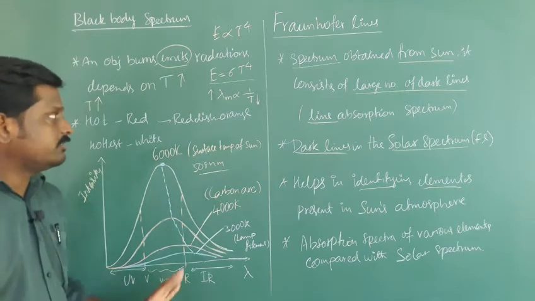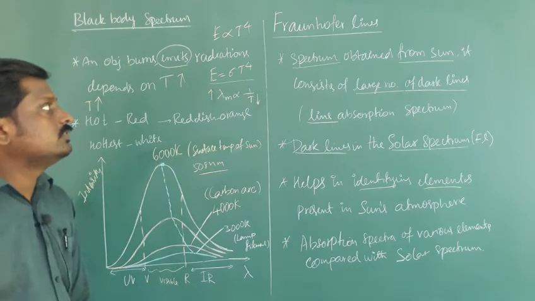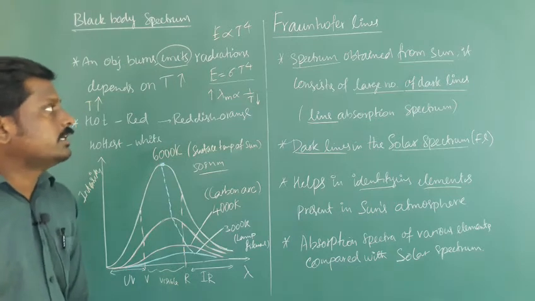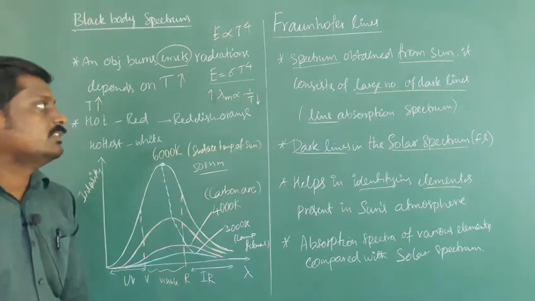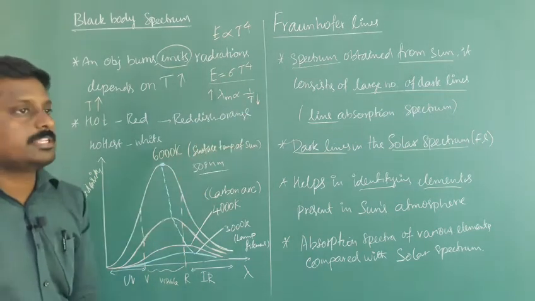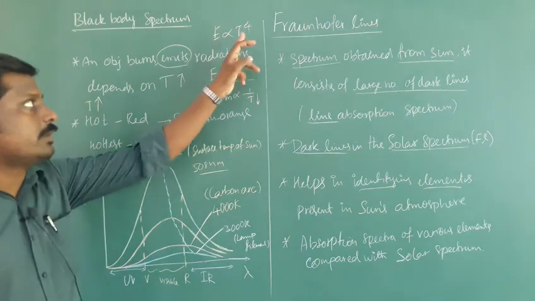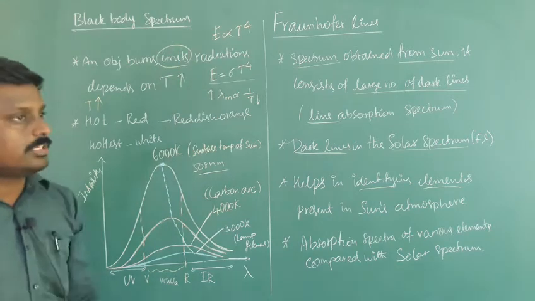To understand this, we need to know two laws. The first one is the Stefan-Boltzmann law: E is equal to sigma T power 4, so energy is proportional to the fourth power of temperature. Then Wien's displacement law: the maximum wavelength is inversely proportional to temperature. First, if temperature is more, energy is also more, because E is proportional to T to the power 4.